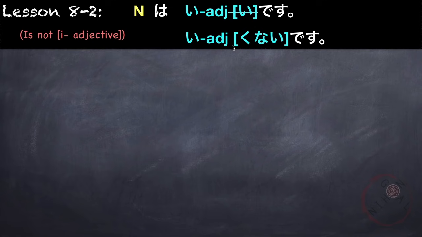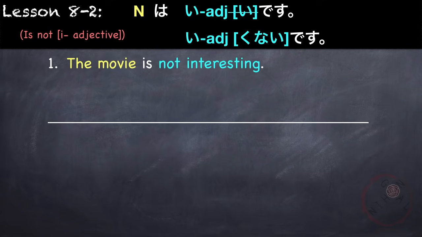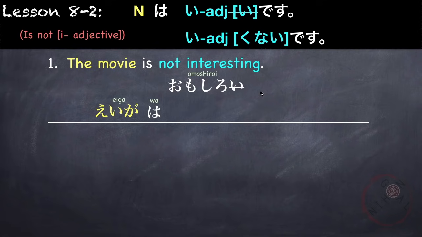Next is how to say the negative form of the i-adjectives, or is not adjective. So you remove the い part and replace that with kunai. For example, the movie is not interesting. So our topic is the movie. Eiga wa. The positive form of interesting is omoshiroi. So we remove the い part and replace that with kunai. So it becomes omoshirokunai, is not interesting. And then end it with desu.